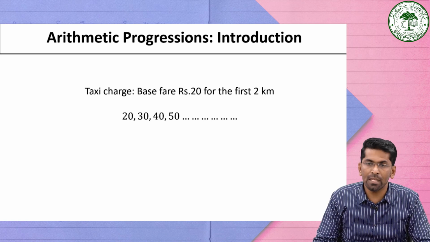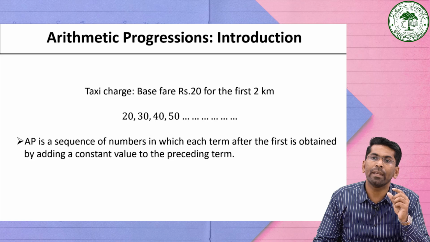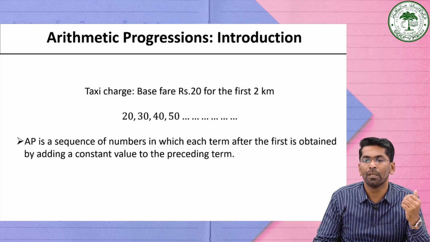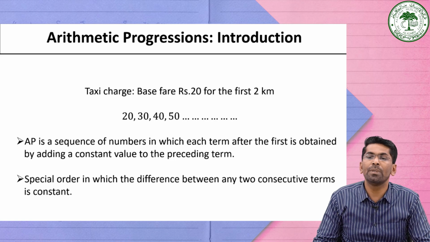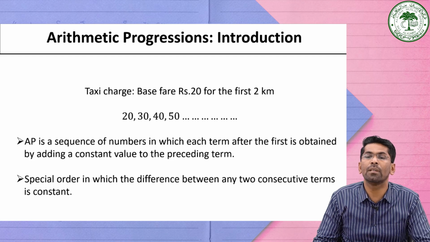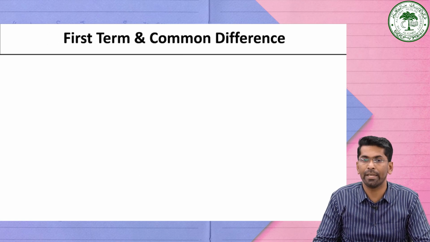We can define an arithmetic progression as a sequence of numbers, which we can also call terms, in which each term after the first is obtained by adding a constant value to the preceding term. Thus, in an arithmetic progression, the numbers are listed in a specific order in which the difference between any two consecutive terms is constant. That is one of the most important characteristics of an arithmetic progression.